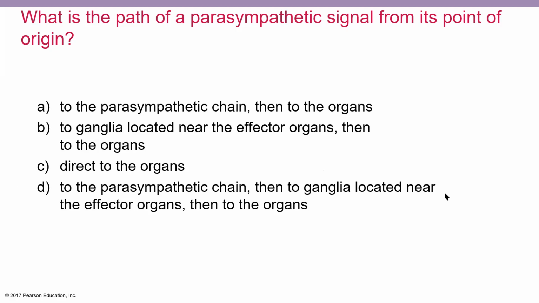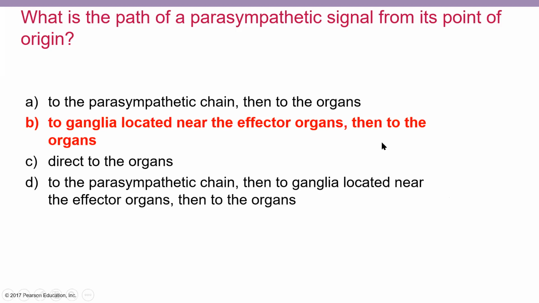Option B, which had the second highest response, was to the ganglia located near the effector organs, then to the organs themselves. That is absolutely correct. In the parasympathetic system, fibers arise from the brainstem or sacral spinal cord, and they go all the way out as a nerve. Again, I want to point out another distinction here. They do not enter the spinal nerve, okay? The sympathetic fibers, we drew them out. We talked about how they enter the spinal nerve, go to the ganglia, and re-emerge into the spinal nerve. That doesn't happen in the parasympathetic system, okay?